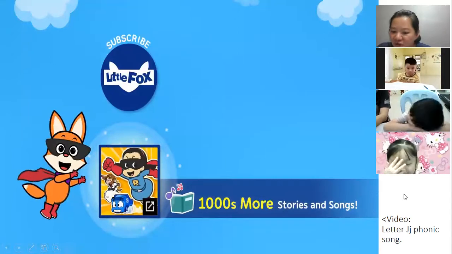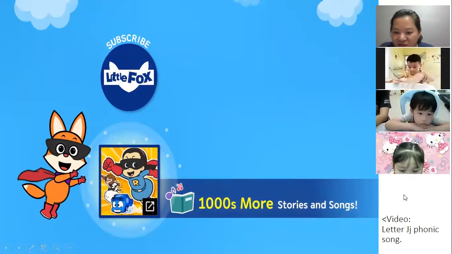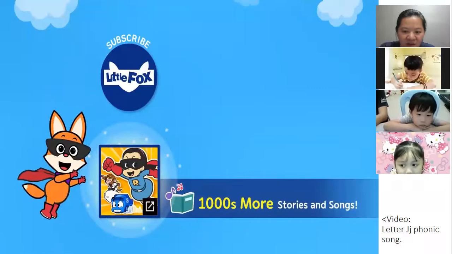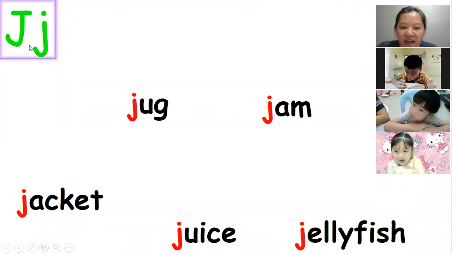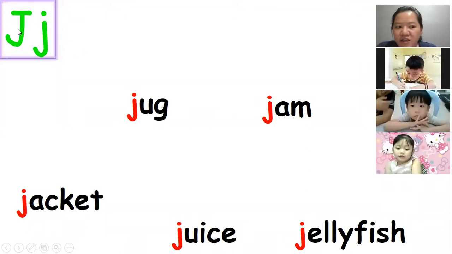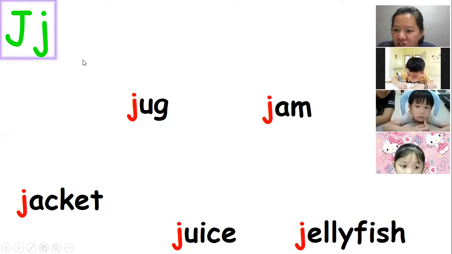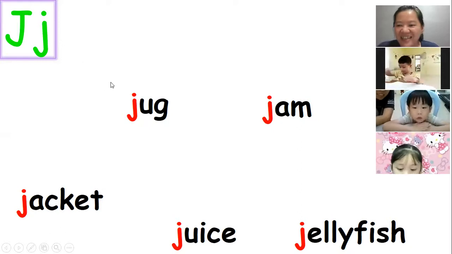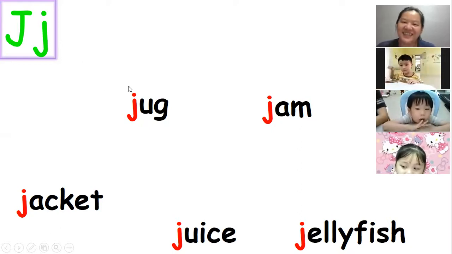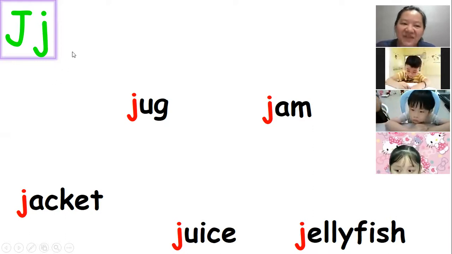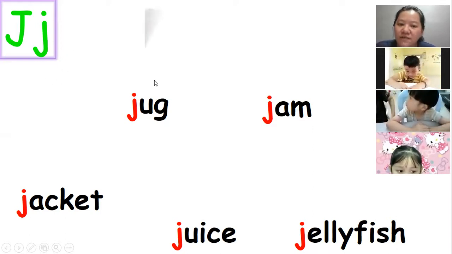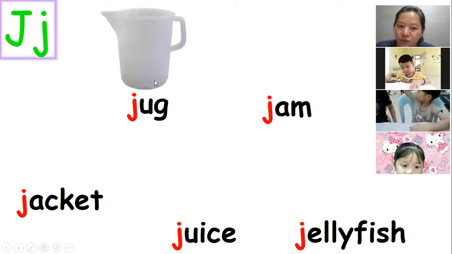Wow, jellyfish loves the jam. Loves the jam. Okay, this is like J, huh? The J is J. J, J, J, J, J, J, J, J, J, J, J, J, J, J, J, J, J, J, J, J, J, J, J, J, J, J, J, J, jump.